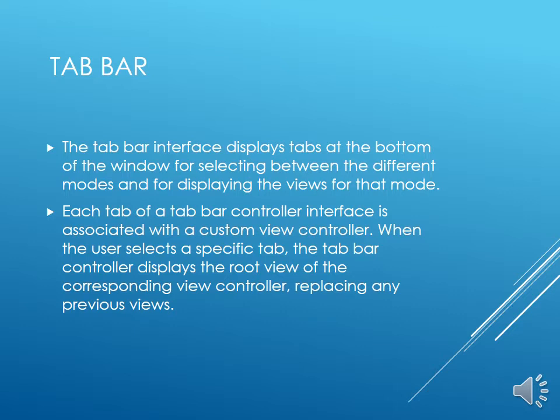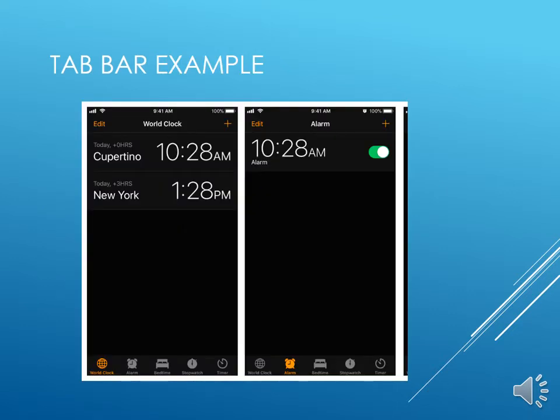So this is the example of a tab bar application. Here we can see we have different tabs: the world clock, alarm, bedtime, stopwatch and timer. Number one is the world clock, which will show the data that is present on this tab. On clicking this alarm button, it will show different alarms from where the user can set alarms, the stopwatch will show a stopwatch that the user can start and stop, and the timer will set a timer. So this is the example of a tab bar application.